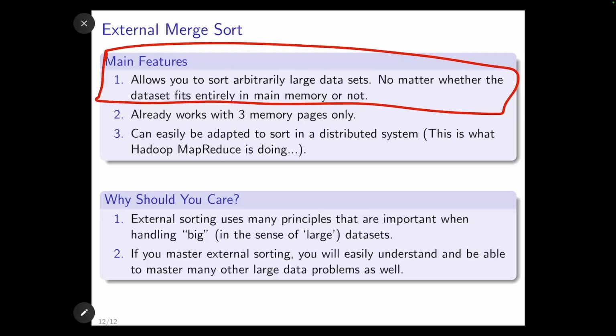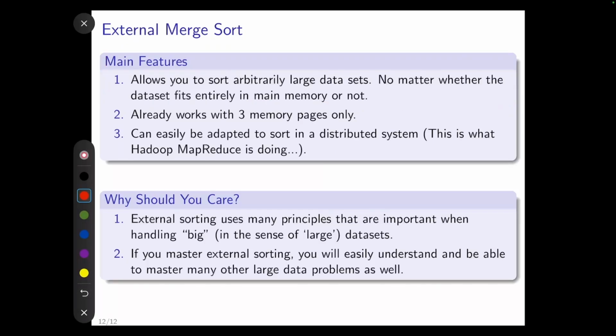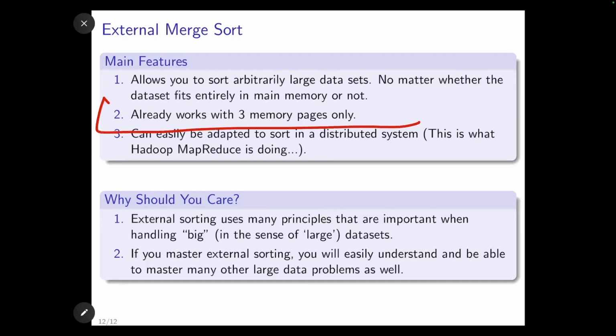The cool thing about external merge sort is it already works with 3 pages of main memory. If you have 3 pages, you can sort a petabyte of data. It will take a while, but it works. So this is a very small constraint to the algorithm. That 3 pages, that's just like nothing, and you can still sort no matter how big the data set is.